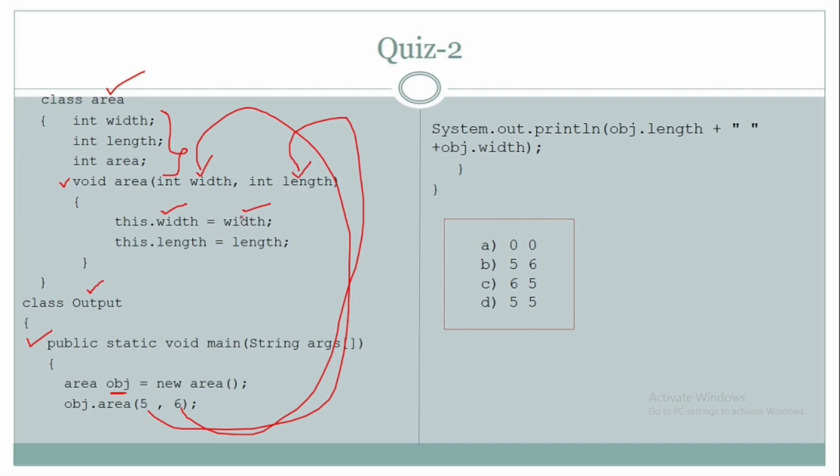The value from the local variable gets initialized to the instance variable, and finally when I display the values, object dot length is 6 and object dot width is 5. That's it. Option C is correct. Let me check. Yes, that's it.